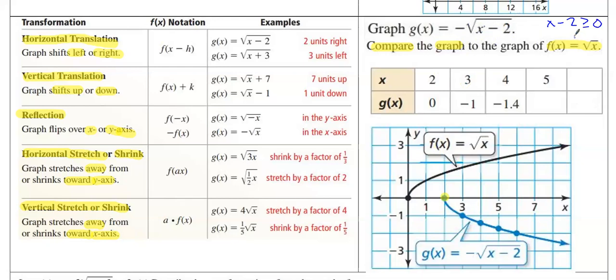Because you can't take the square root of negatives. If you add 2 to both sides using the addition property of inequality, you get x is greater than or equal to 2. So this is where the graph originates. And of course, we see that here.